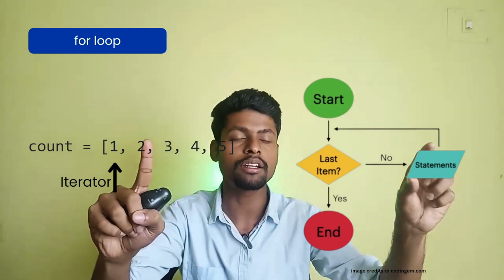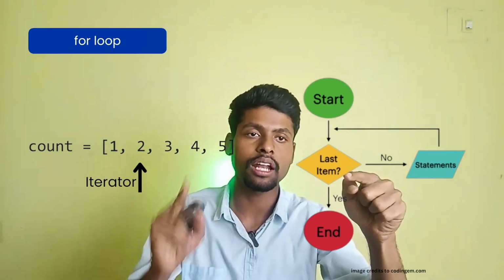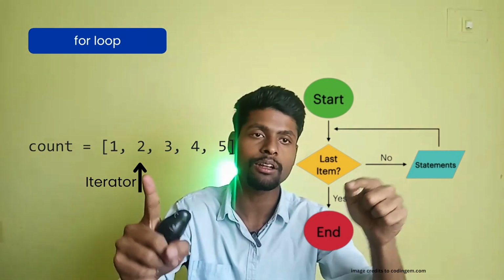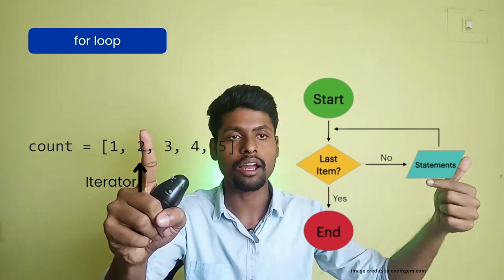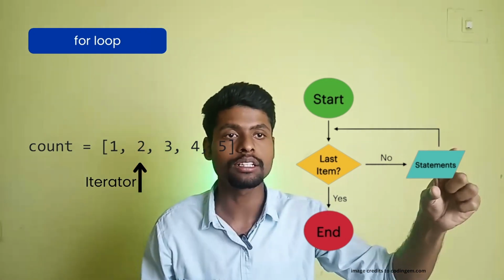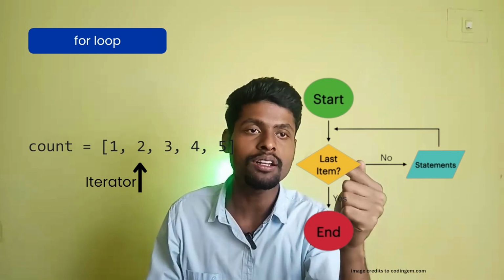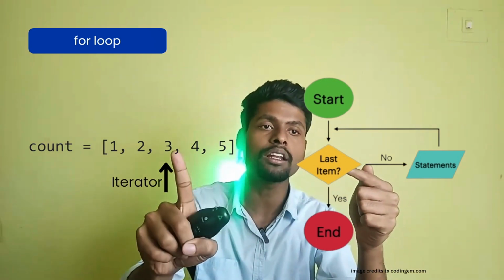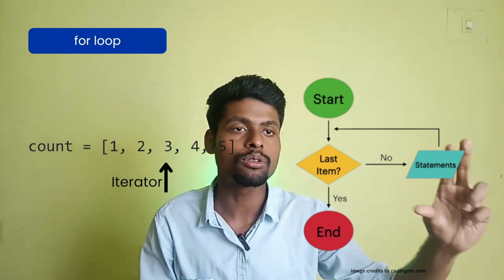Once the statement is executed, again it will check the condition, and the iterator moves to the next value. Do you think it is the last value? No, the condition is true, so the second time it will execute the statement. Then again it checks the condition. 3 is not the last item, so when the for loop condition is true, it will execute the statement.